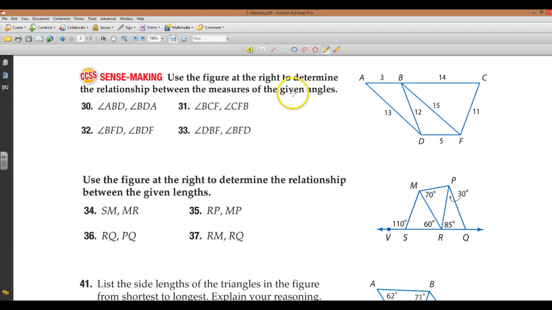Use the figure at the right to determine the relationship between the measures of the given angles. So on 31, angle BCF would be this angle, and CFB would be this angle. So 15 is greater than 14, so angle C is going to be greater than angle F. Angle BCF is greater than angle CFB.